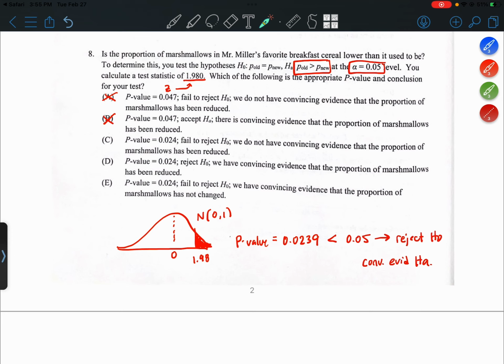Okay, so C says fail to reject the null hypothesis. That's incorrect. E also says fail to reject the null hypothesis, so that would be incorrect. So I guess it's D. Okay, reject the null hypothesis. We have convincing evidence that the proportion of marshmallows has been reduced. Yes.